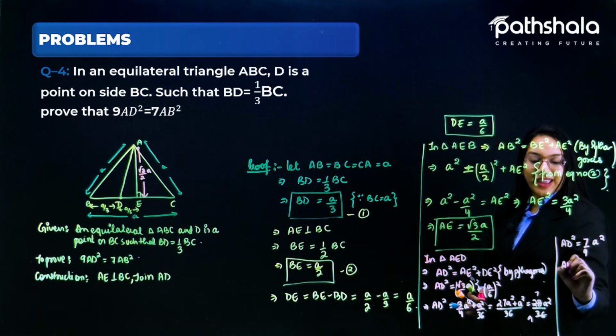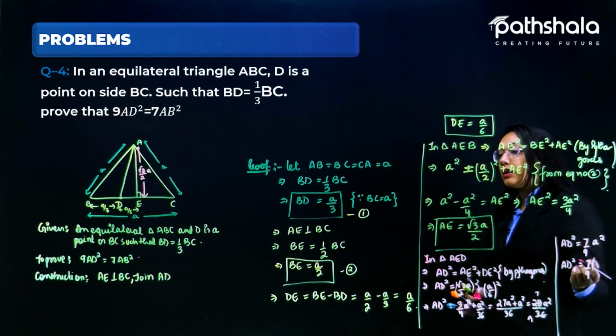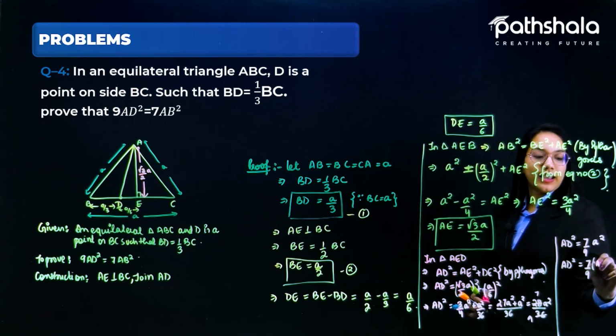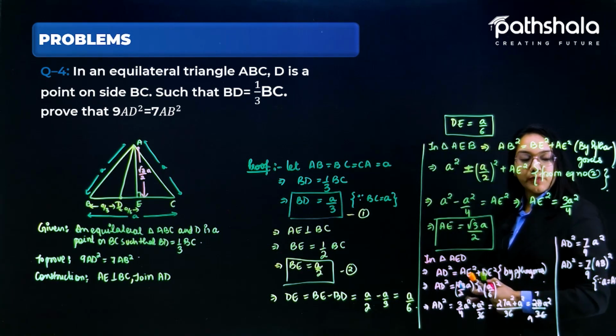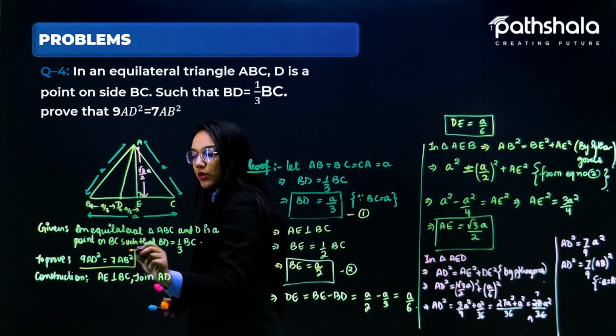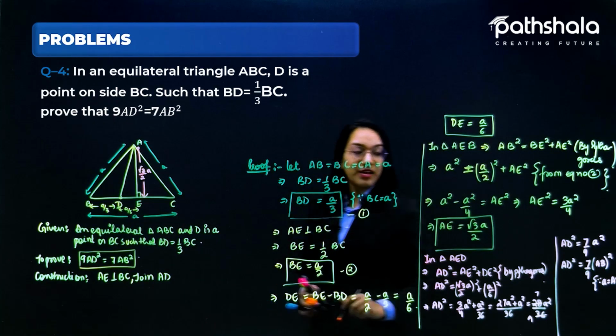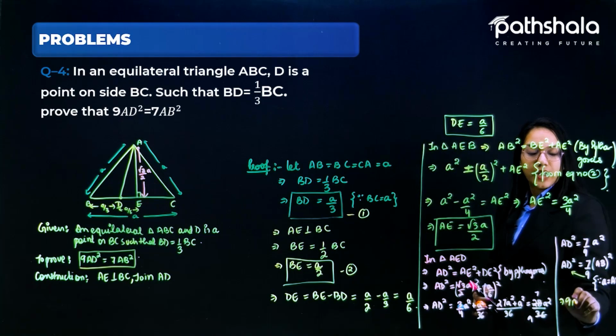Now we can write A as nothing but AB. Definitely we can write A as AB, since all the sides are equal to A, so we can write A as AB. Why are we using this fact? Because we just wanted to have a result that 9AD square is equal to 7AB square. So that's why I'm taking A as AB. Now let's just take this 9 towards the other side. So this would be 9AD square, which is equal to 7 of AB square.